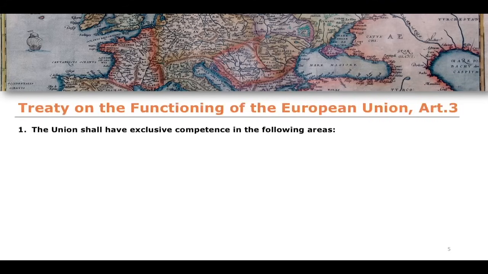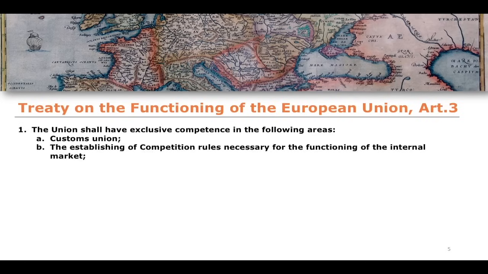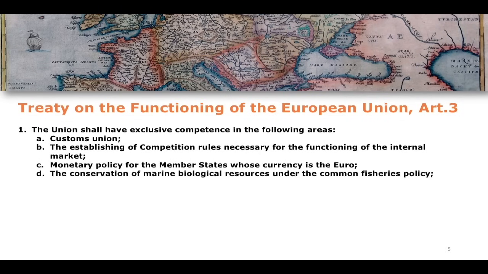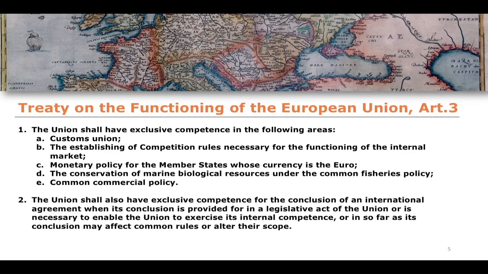Article 3 says the following. It says that the Union shall have exclusive competence in the following areas: customs unions, establishing of competition rules necessary for the functioning of the internal market, monetary policy for the member states whose currency is the euro, the conservation of marine biological resources under the common fisheries policy, and common commercial policy. The Union shall also have exclusive competence for the conclusion of an international agreement when its conclusion is provided for in a legislative act of the Union or is necessary to enable the Union to exercise its internal competence or insofar as its conclusion may affect common rules or alter their scope.